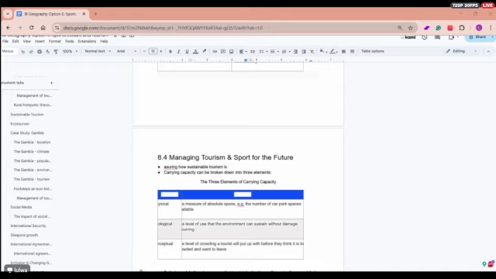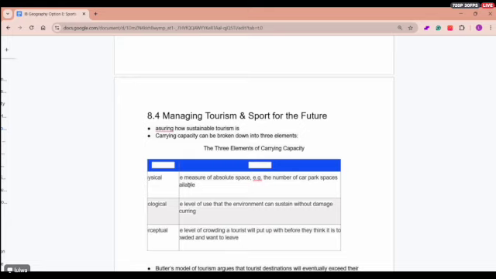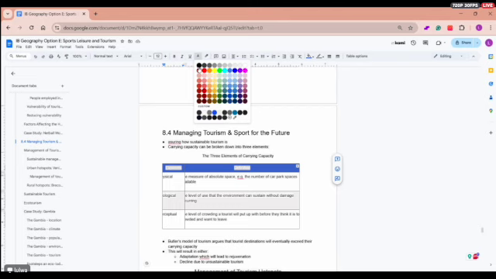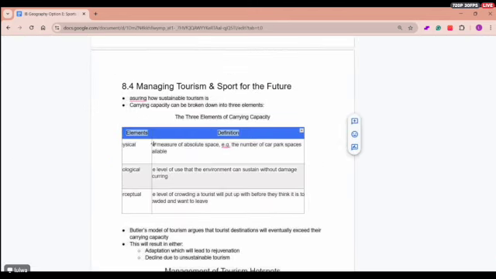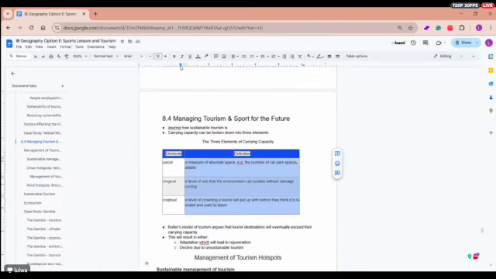So, what is managing tourism and sport for the future? So we have to assess how sustainable tourism is. The carrying capacity can be broken down into three elements. You have physical carrying capacity, you have ecological carrying capacity, and you have perceptual carrying capacity. So what do those mean?